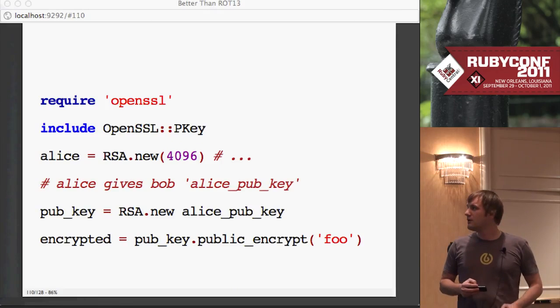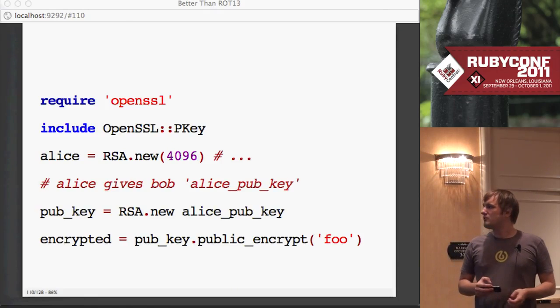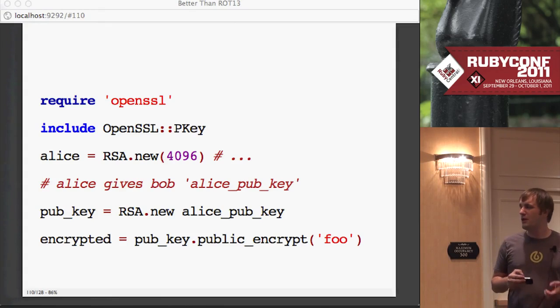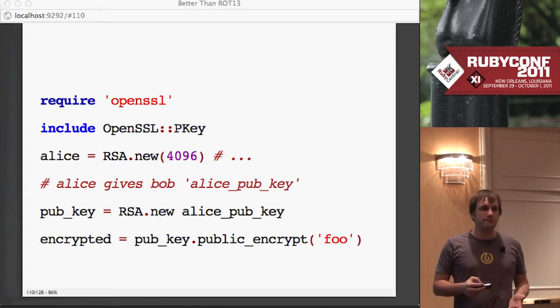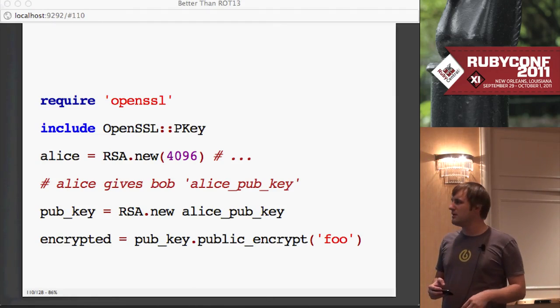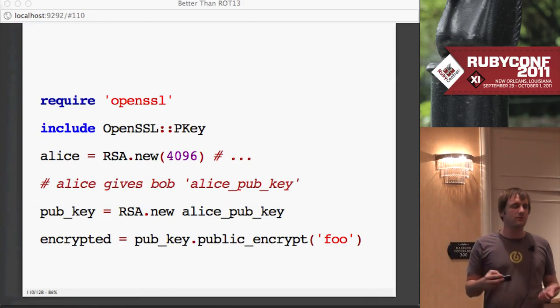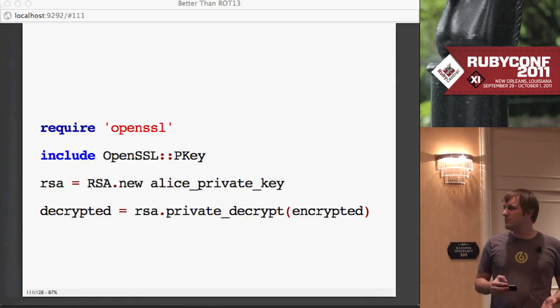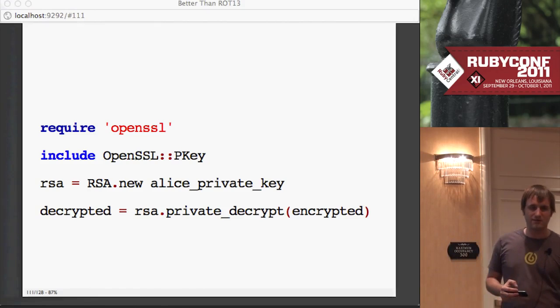And what about RSA? Again, pretty simple. You just call RSA.new 496, and wait a few seconds because it takes a while. And then let's say Alice gives Bob her public key. Then on Bob's side, he calls RSA.new with Alice's public key, generates this public key object, and then publicly encrypts foo and generates some encrypted blob. And then he can send that off to Alice. And then Alice can decrypt it by using her private key to create an RSA object and then doing a private decrypt on it. And all this padding stuff is automatically taken care of for you.